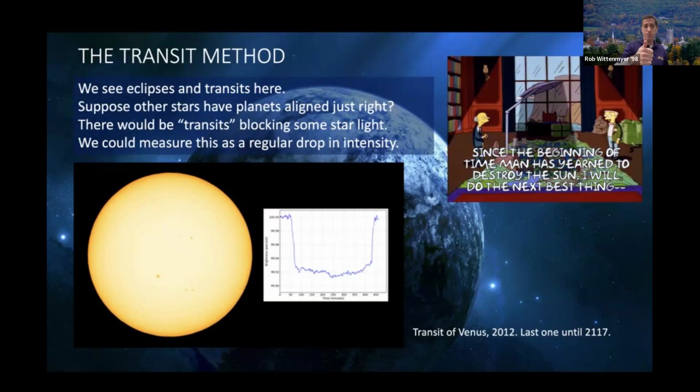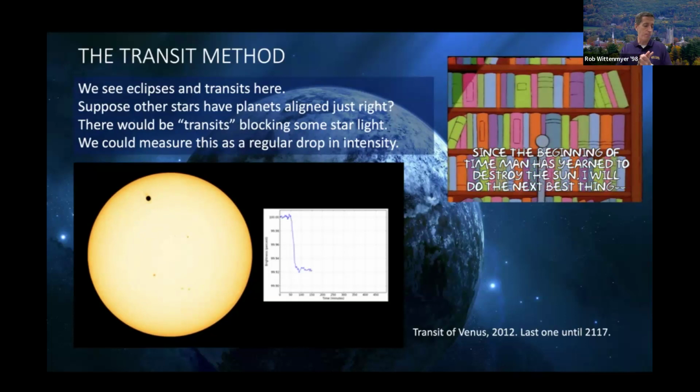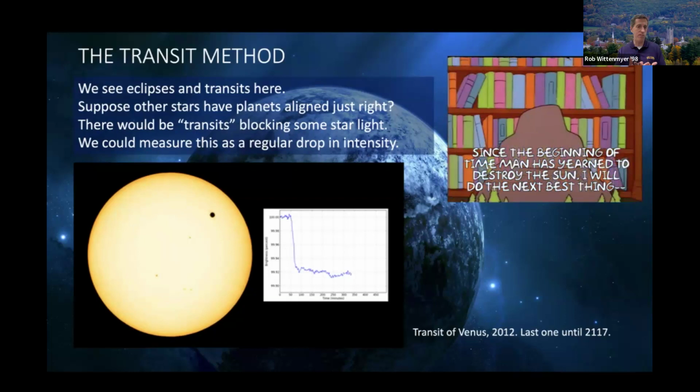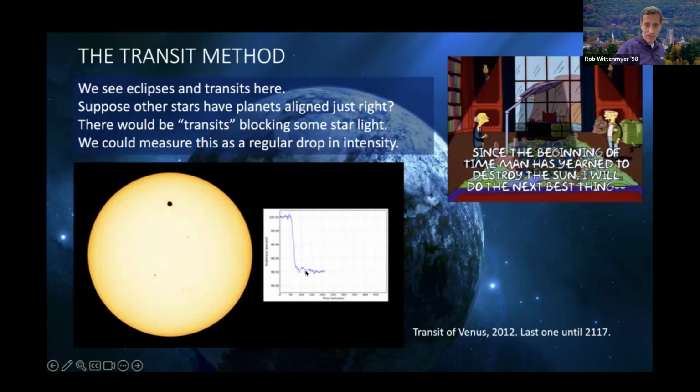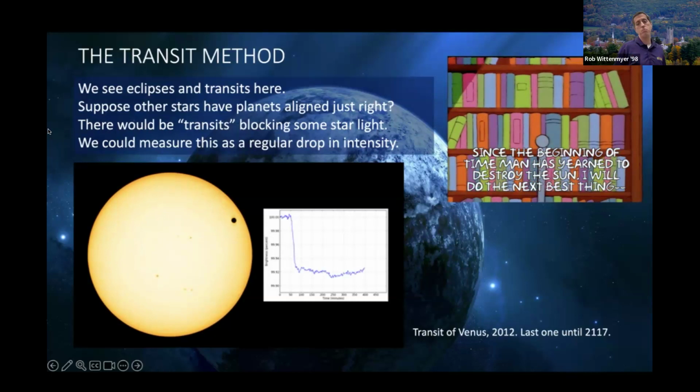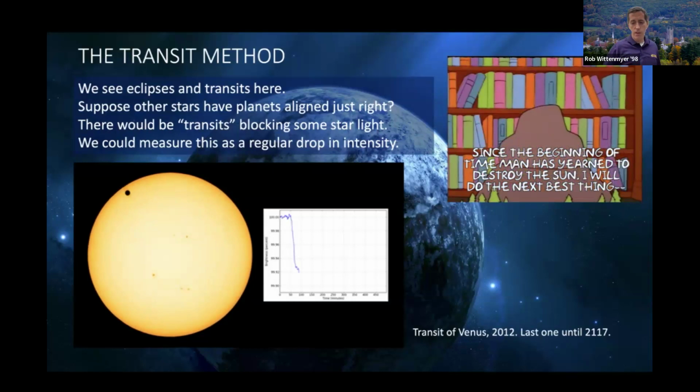So we see eclipses and transits here. The obvious things being solar eclipses. So in memoriam, Professor Jay Pasachoff, we went on solar eclipse expeditions for many years. The moon passes in front of the sun, you get an eclipse. Venus also passes in front of the sun, as you see in this video here. And you can measure the amount of light that is blocked when Venus cuts in front of the sun. Sorry, you've got to wait till 2117 for the next one, but the solar eclipse is in April. April 8th, be there. So transits we can do.